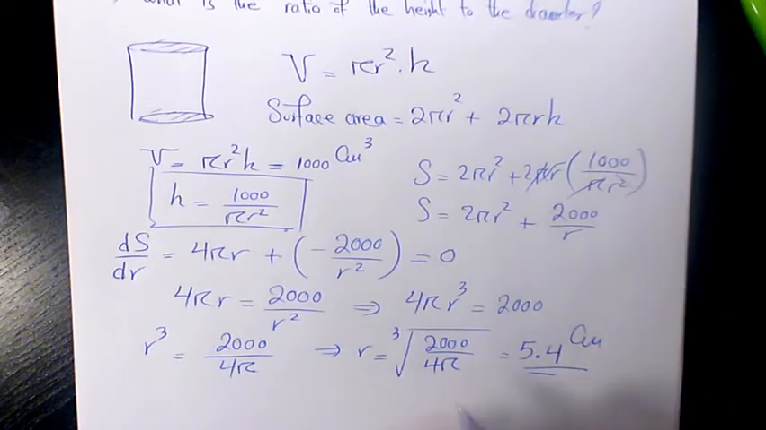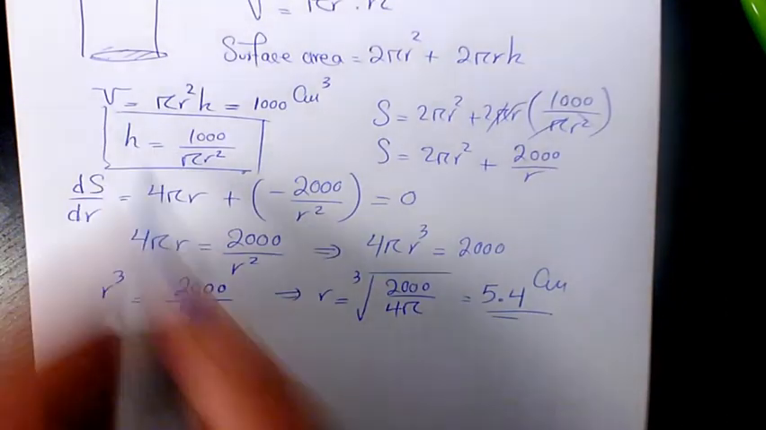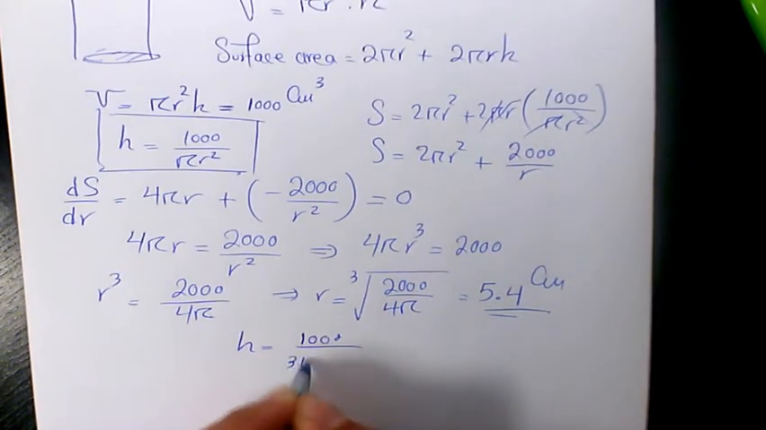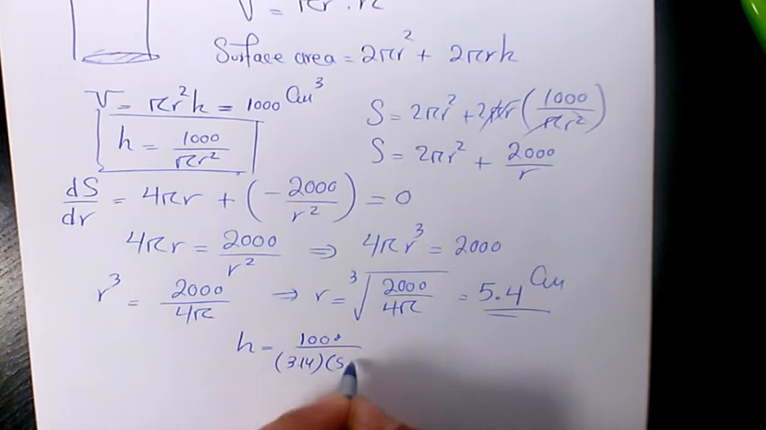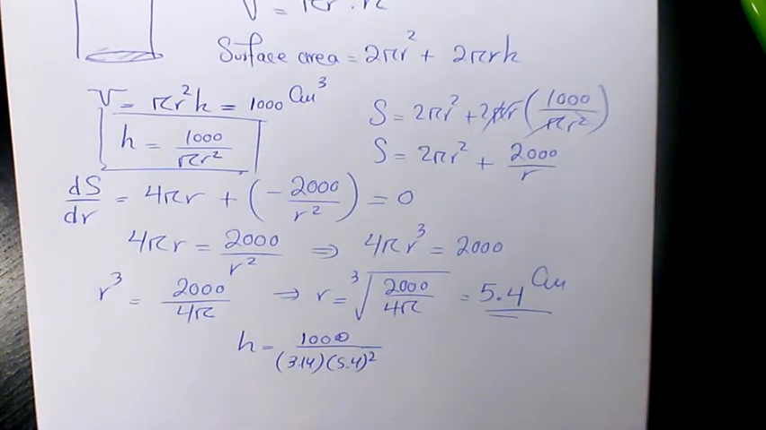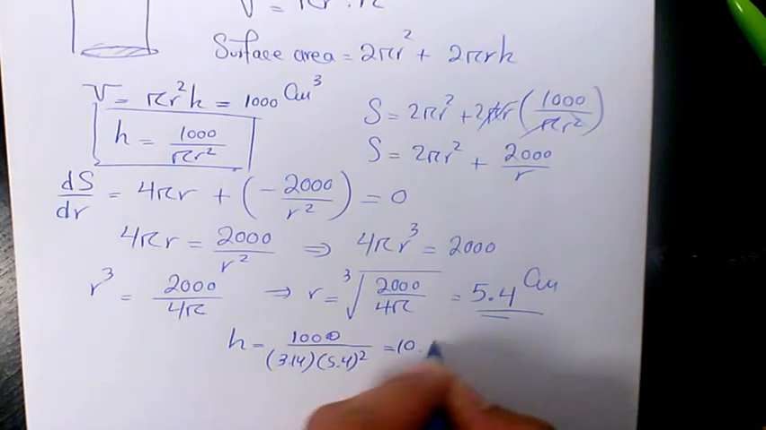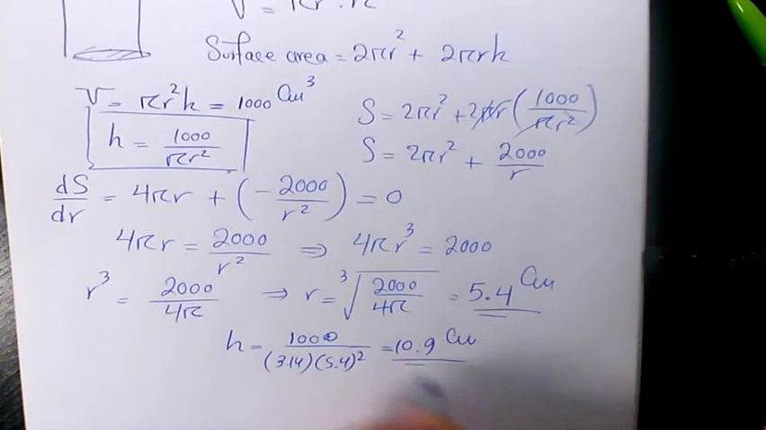So when r is 5.4 centimeters, we can find h. h will be 1000 over 3.14 times 5.4 squared. It's going to be 10.9 centimeters. That's the height of the can.